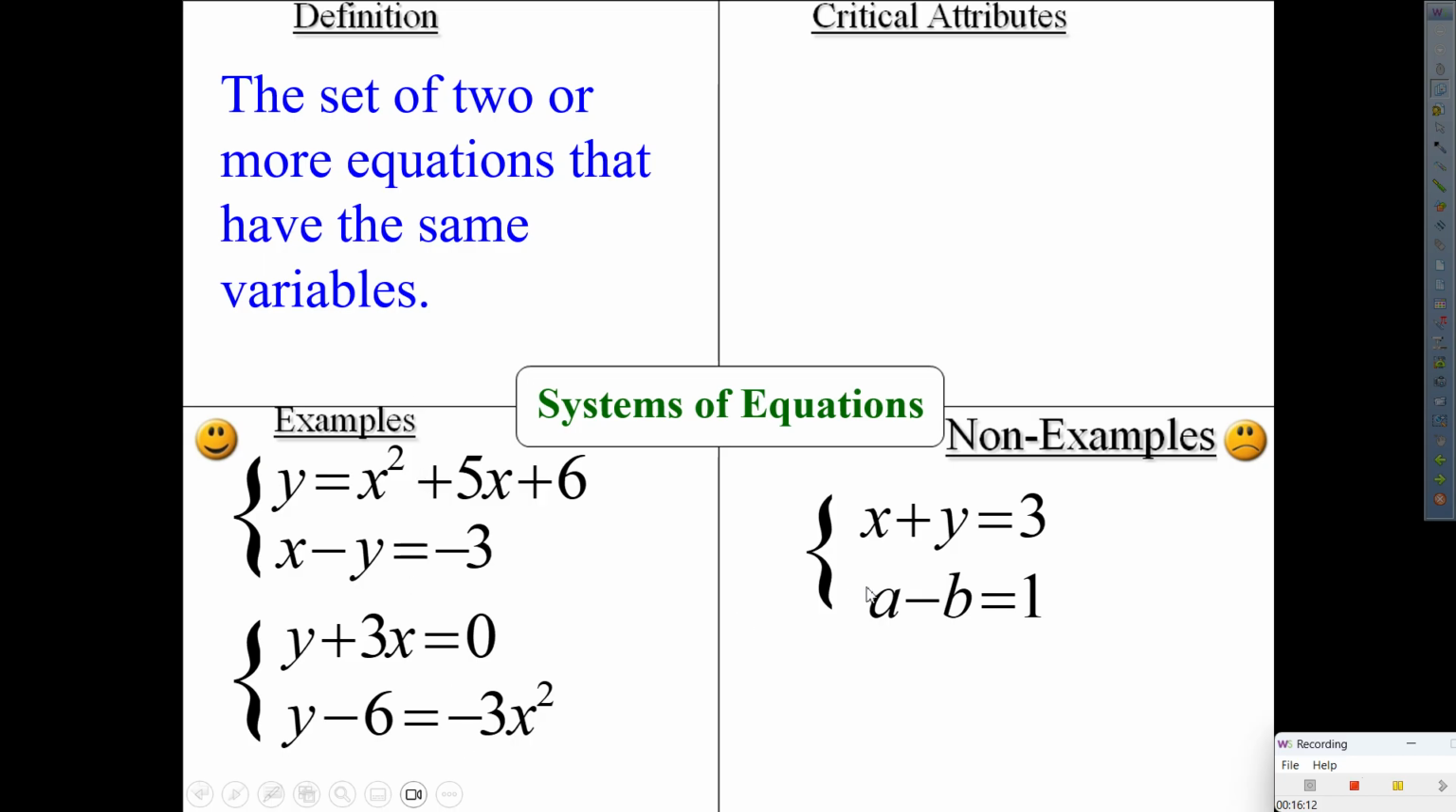So here we are with some examples and non-examples. Just remind your neighbor why this one is not a system of equations. Why is that not a system? All right, good conversations. Go with Lorenzo. Why is that one not a system? Here's the definition. They don't have the same variables. We got X and Y and A and B.